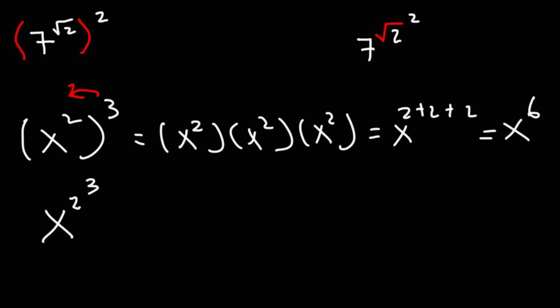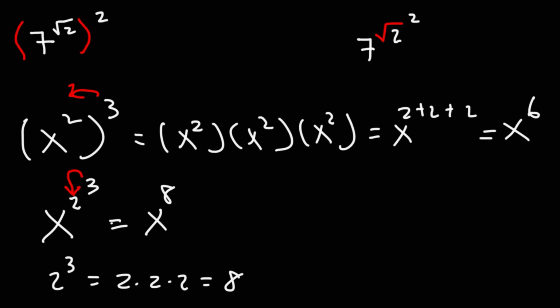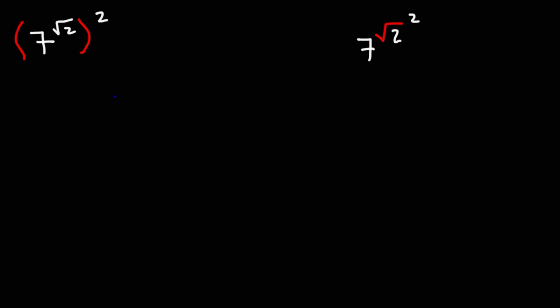Now in this case, the 3 doesn't apply to the x squared. It only applies to the 2. 2 to the 3rd power is 2 times 2 times 2, which is 8. So this is x to the 8, not x to the 6. So notice the difference. When you have parentheses, the 3 applies to everything inside the parentheses. If we don't have parentheses around the x squared, the 3 only applies to the 2. Because that's going to be important when solving this particular problem.